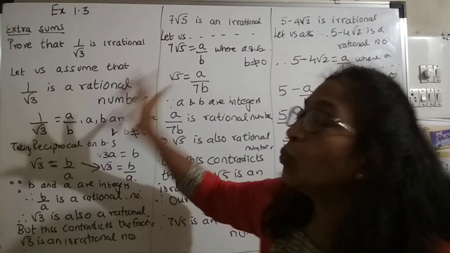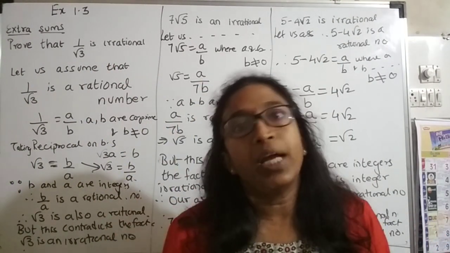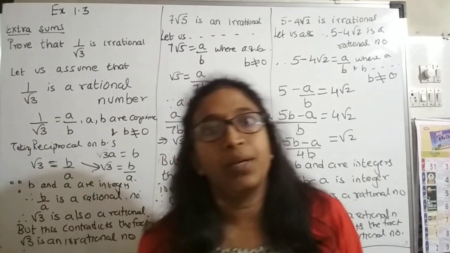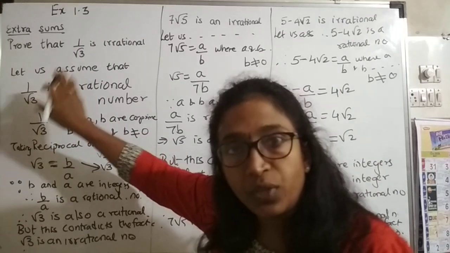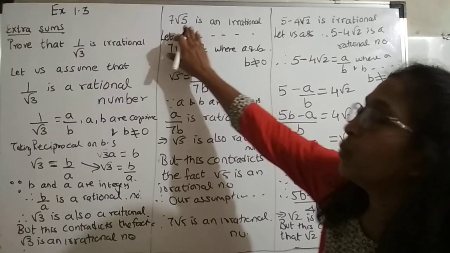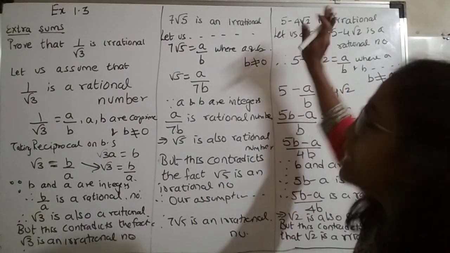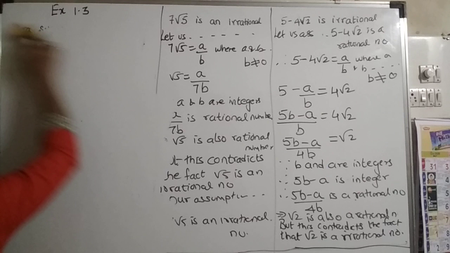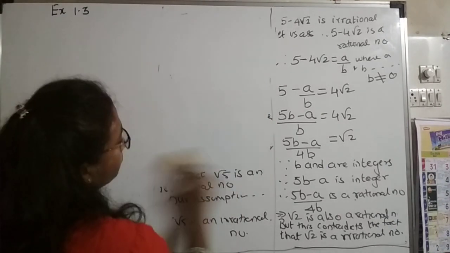We just have to keep in mind that the root of any prime number is an irrational number. So in this case, we know that root 3 is an irrational number. In this case, we know that root 5 is an irrational number. And in this case, we know that root 2 is an irrational number. Also, you can have this kind of sum in the board exam.